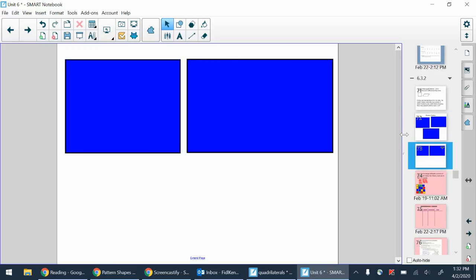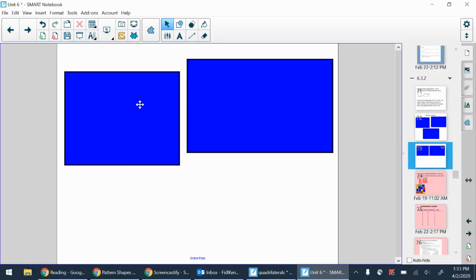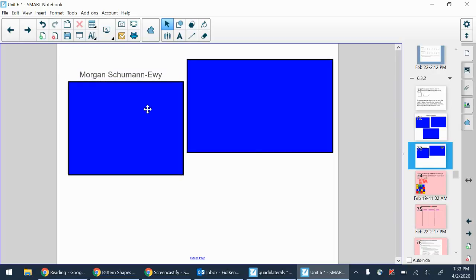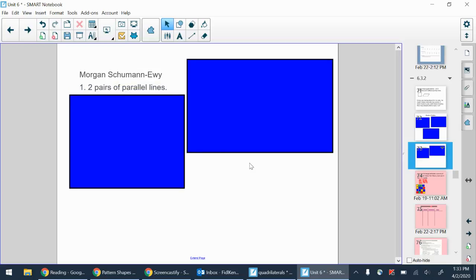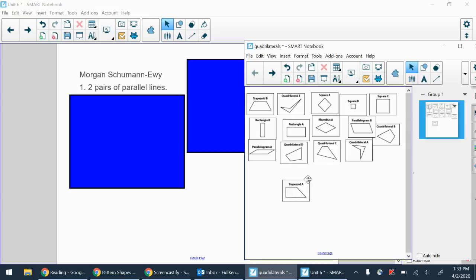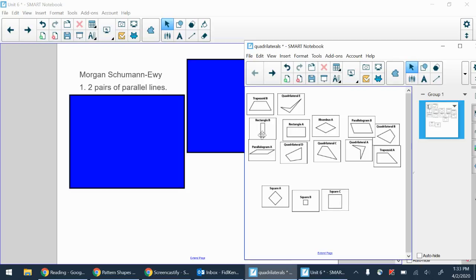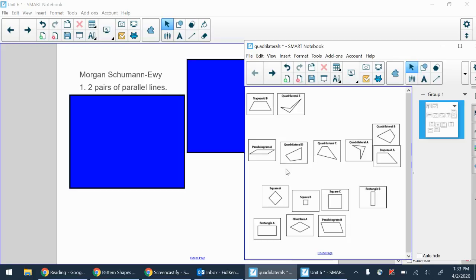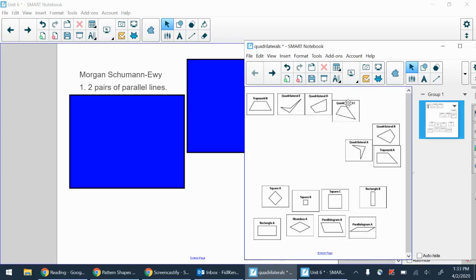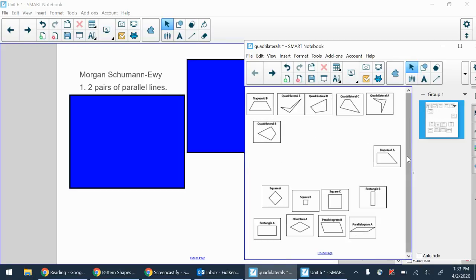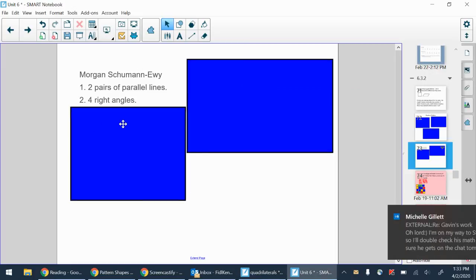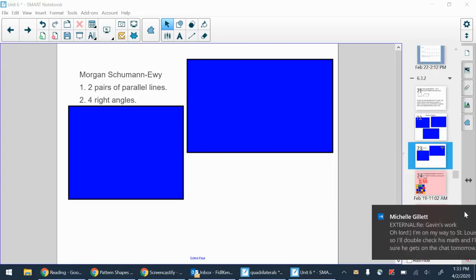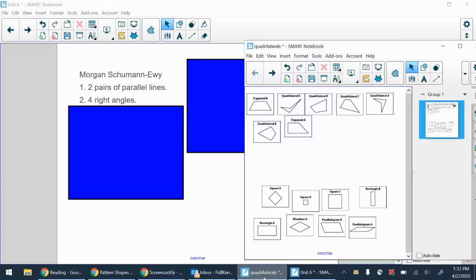All right, we have 2 more. We have Mrs. Avy's class next, I believe. All right, in Mrs. Avy's class, I have Morgan's riddle. So let's see what she came up with. Her shape has 2 pairs of parallel lines. So let's see, I'm going to pull down all the squares and the rectangles and the rhombus and the parallelogram. They all have 2 pairs. All right, let's see what's next. 4 right angles.